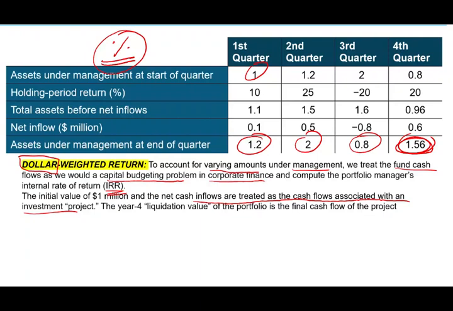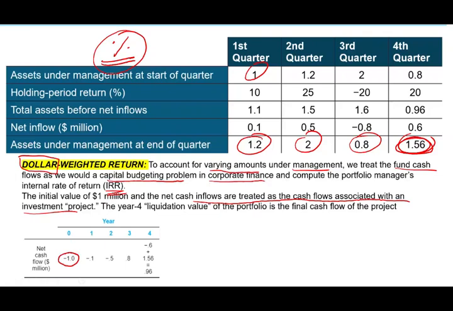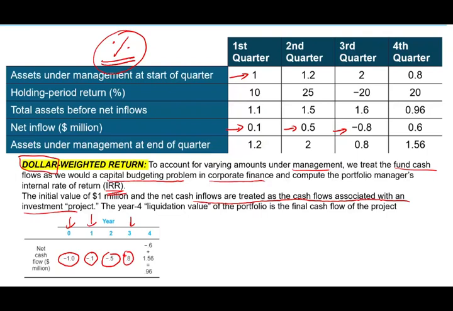Year one, you invested 1 million. This is at the beginning of the period, time 0.0. So this is the negative 1 million. Then you invested 100,000. Year two, you invested another 500,000. Year three, you took out 800,000. Notice it's a plus, 800,000. And year four, you invested 600,000, then you took out 1.56 million. So the net was a positive 960,000.